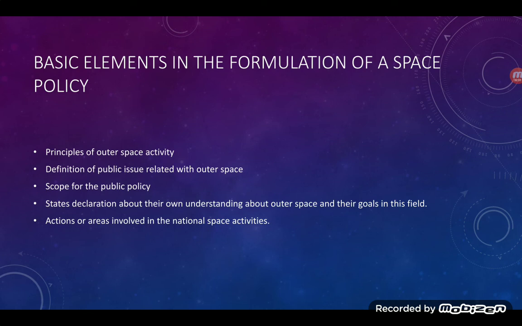Then they define the scope for a public policy. This is important in order to make a clear document and implement this document in the better way. Then we can find a state declaration about their own understanding about outer space and their goals in this field. States always will be observing goals related with outer space activities. They want to reach something, maybe to improve their own international position, to improve international cooperation, to improve factors related with human development or human security, etc.